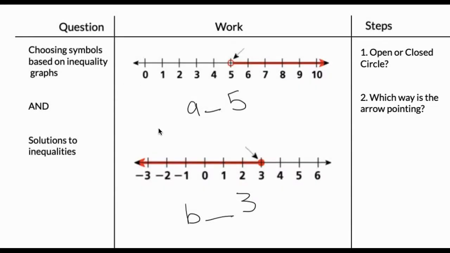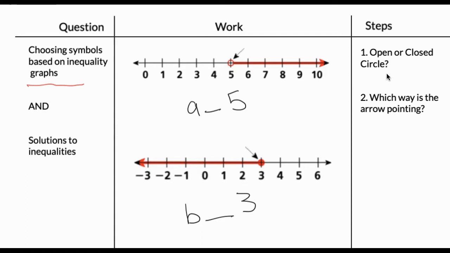Right, so in this problem here, I want to talk a little bit about choosing the inequality symbols based off of graphs, and then also talk about what it means to be a solution to an inequality. So for the first one, I just want you to choose the symbol and plug it in right where this line here is for both of these. Remember to think about open versus closed circles and then which way the arrow is pointing. So we'll go ahead and pause here and we'll talk about the answers in a little bit.